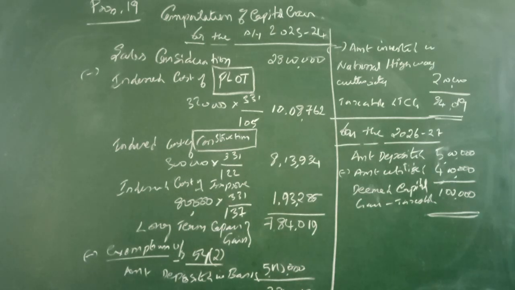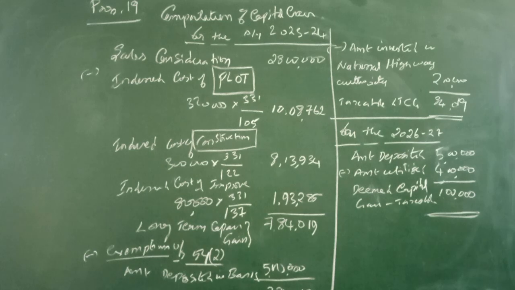So first we should calculate the indexed cost of the plot. That comes to 3,20,000 into the present index point, 331, divided by the index point for the year the plot was purchased. Which year was the plot purchased? Date of purchase of the plot is December 2002, so 2001-02. What is the index point? 105. That we have to apply: value into present index point divided by the index point for the date of purchase of the plot.